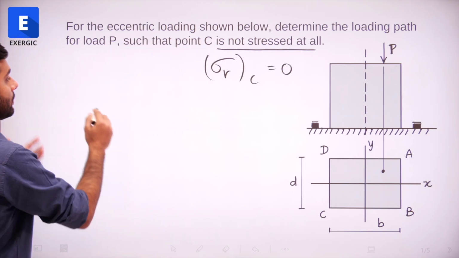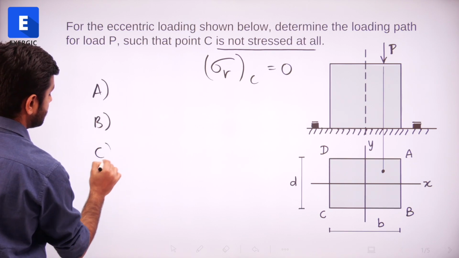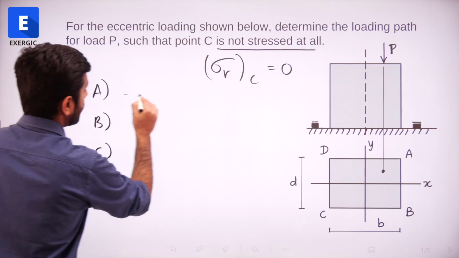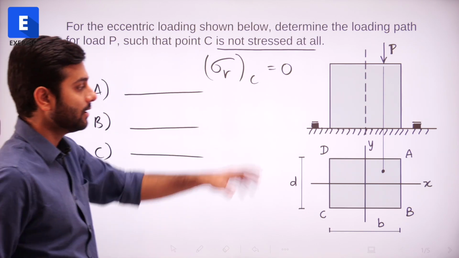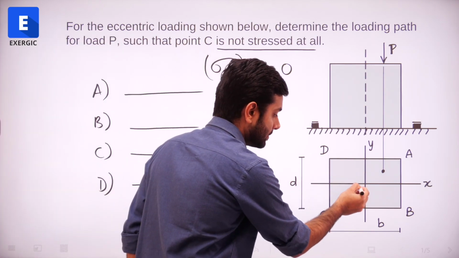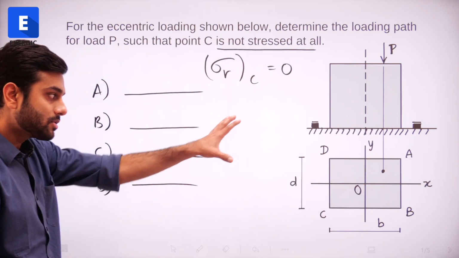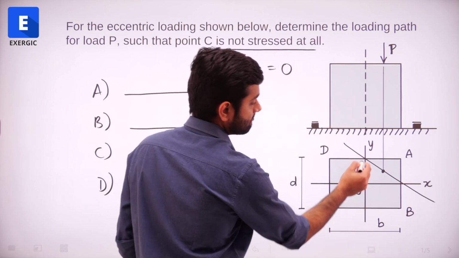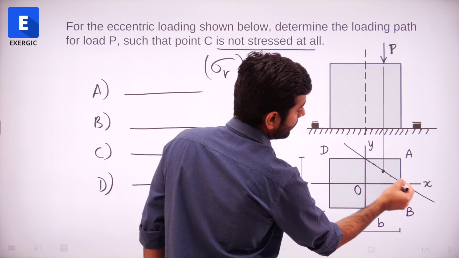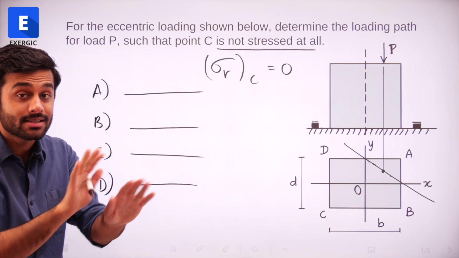Right? Obviously, for this question you will be given 4 different options. All the options are going to be some sort of equations, because as you can see here, this is a proper coordinate system. This is the origin, this is the x-axis, this is the y-axis. So in this coordinate system, along which line can you apply the load P, keeping the value of stress at C as 0?